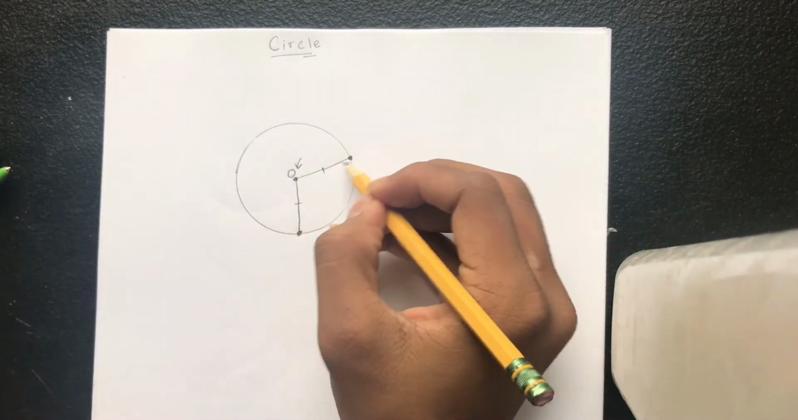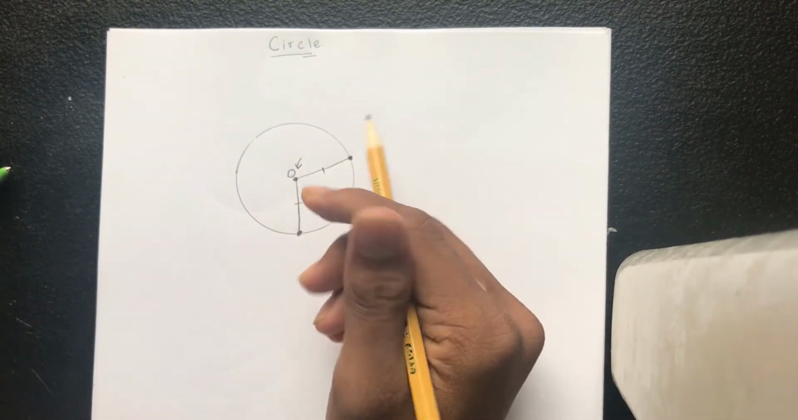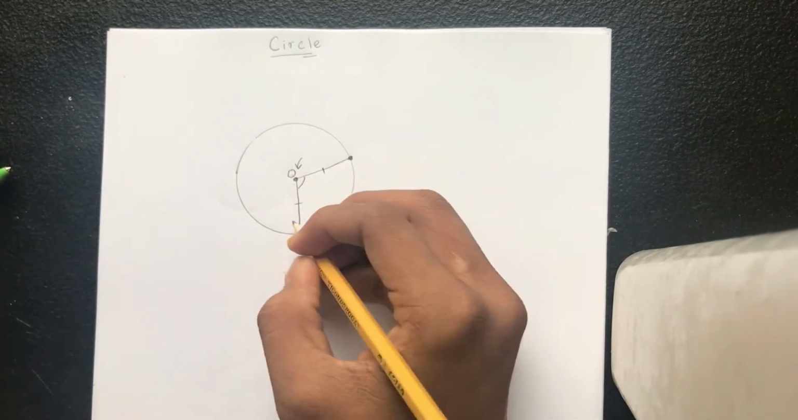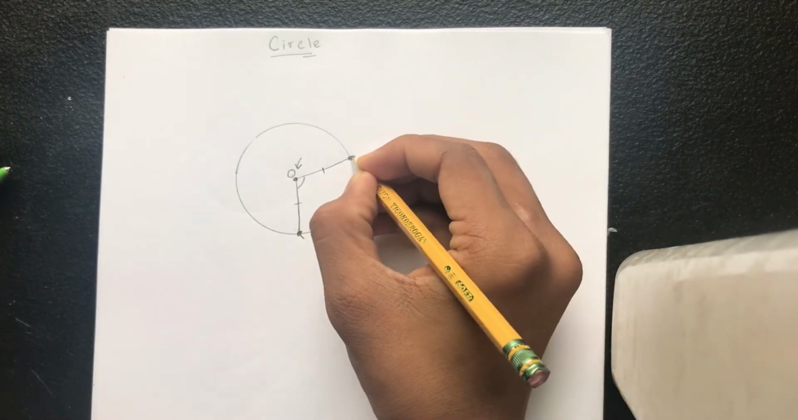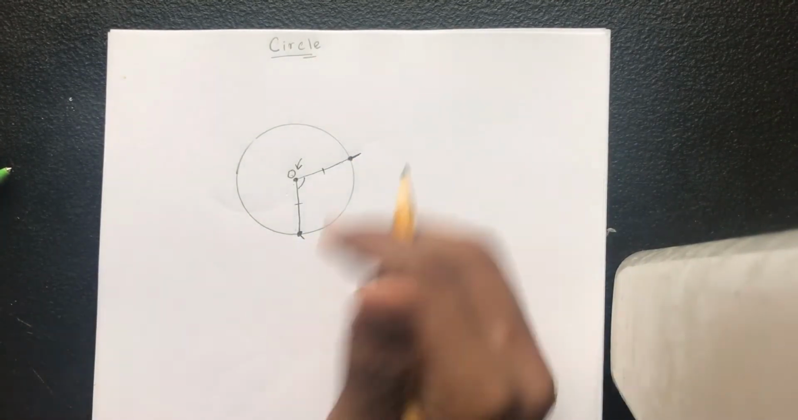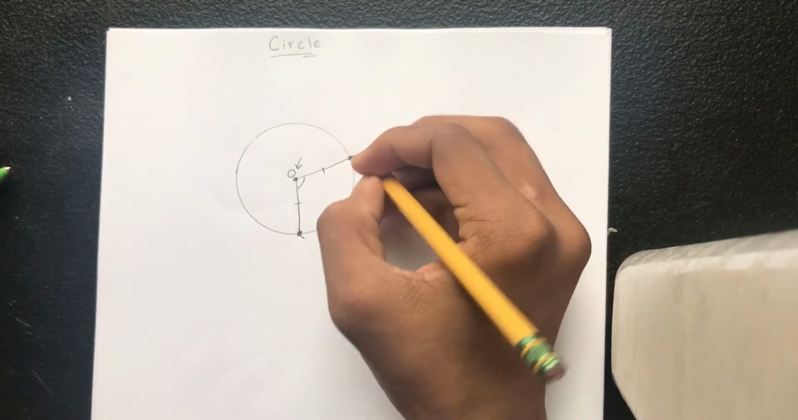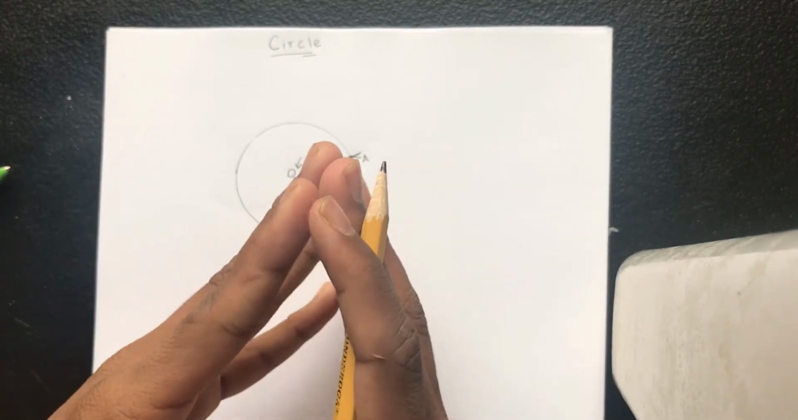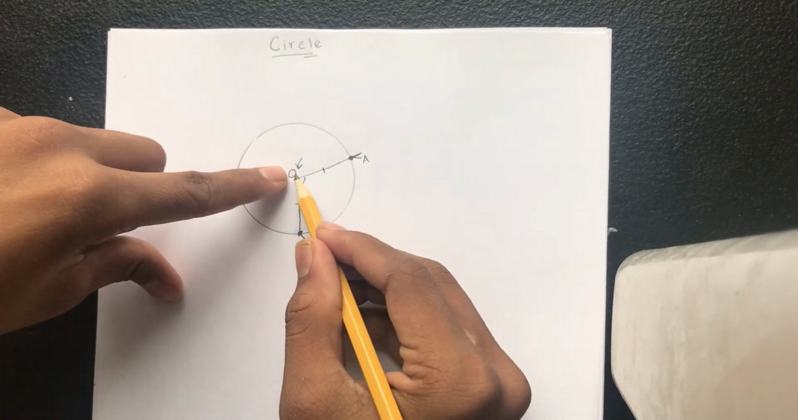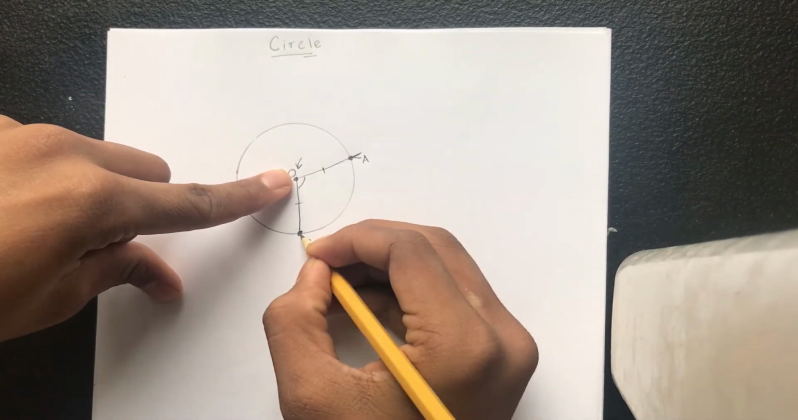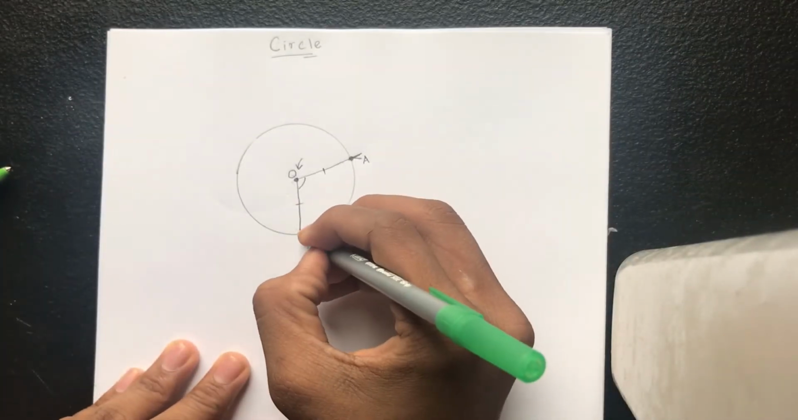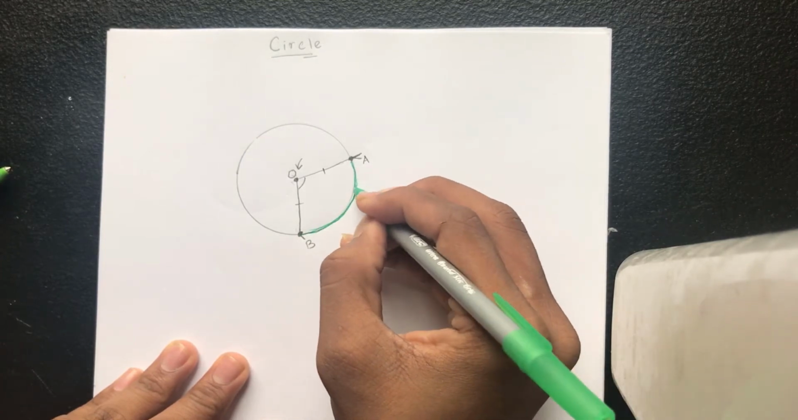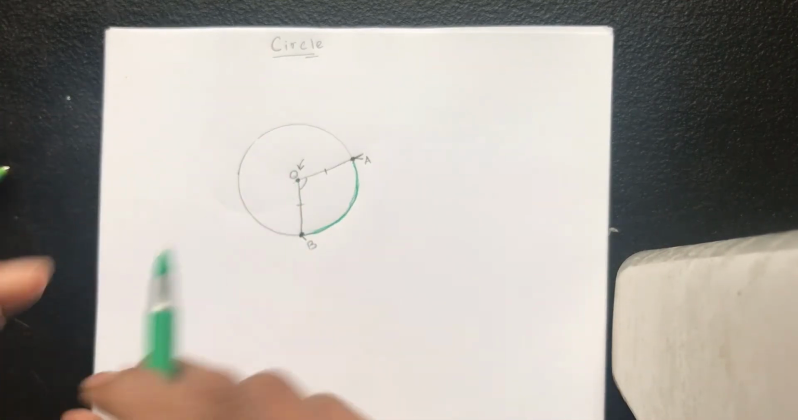Now, this common vertex also shows that these 2 radii form an angle, and this angle happens to subtend this arc. What do I mean by subtend? Well, let's find out. A, B. What I mean by subtend is that this angle, O, at the center of the circle, cuts off this arc over here. And of course an arc is a part of the circle's circumference, right?